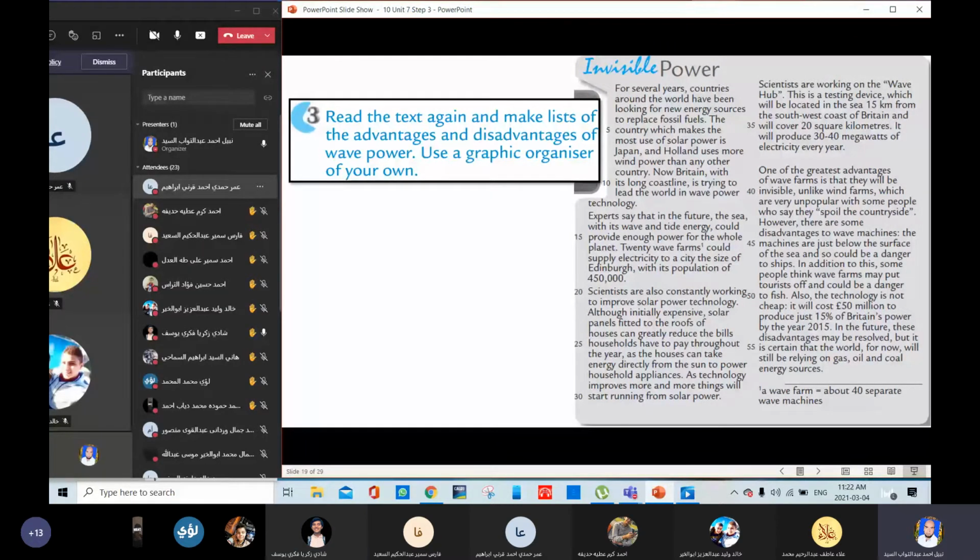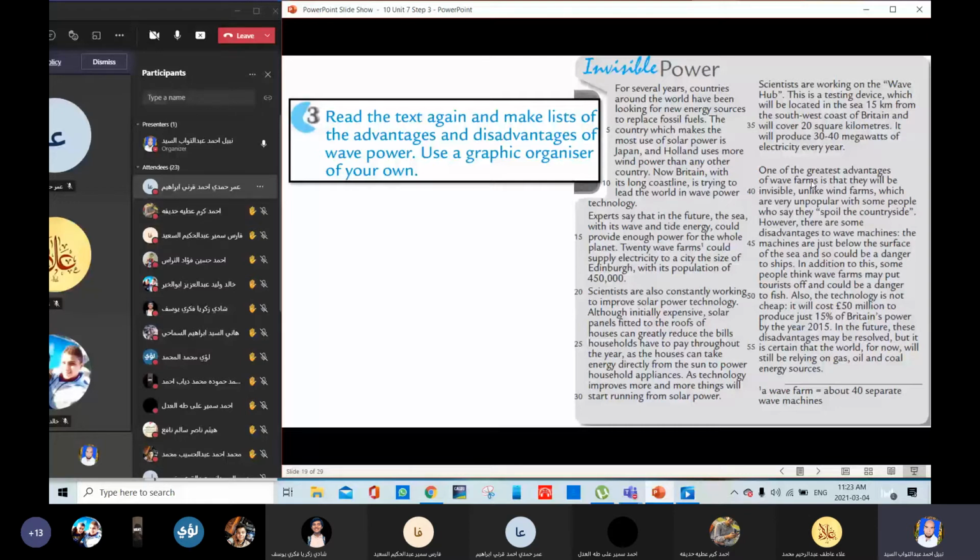Okay. Thank you. Next, Ahmed Samir. It is infinite. It's unlimited. Yes. Good. Excellent. Ahmed Karam. Wave farms will be invisible. Yes, it's invisible. This is one of the greatest advantages. One of the greatest advantages of wave farms is that they will be invisible. Good. Thank you. Muhammad Ahmed Al Hasib.